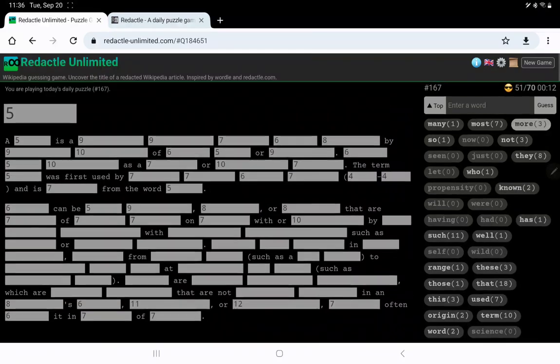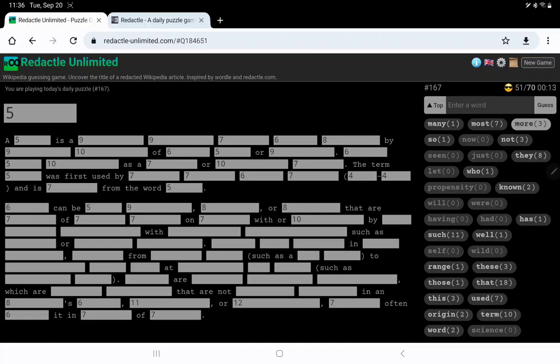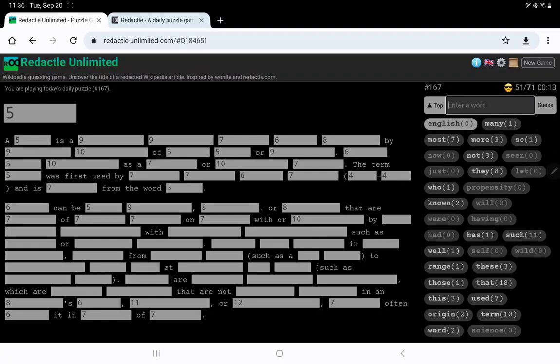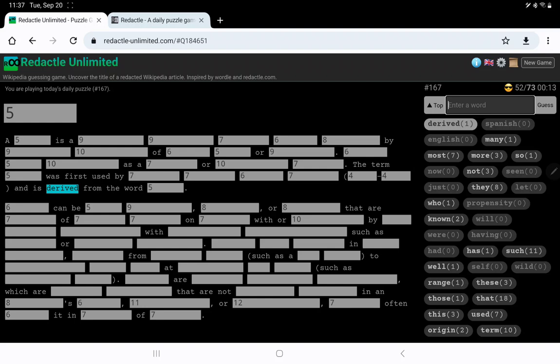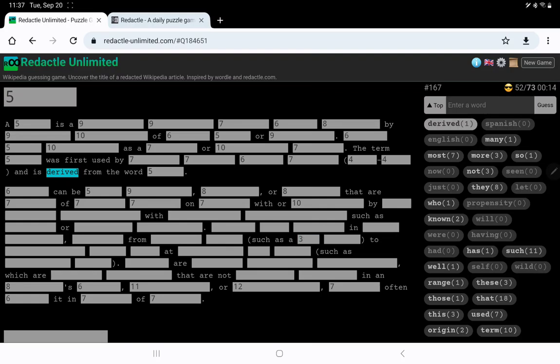No idea. Let's go back up to the top. A 5 is a 9-9. 7-6-8 by 9-10 of 6-5 or 9. The term 5 was first used by 7-7. Is that English? No. First used by Spanish. By, I'm thinking 7 is a nationality. 7 is his job or role. And then 6-7 is the name. And then 4-4 would have been his lifespan. And is derived from the word 5. No, I'm not getting this.